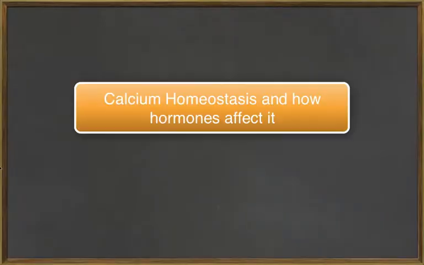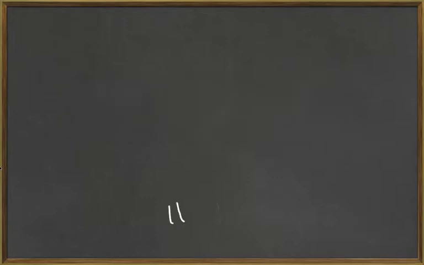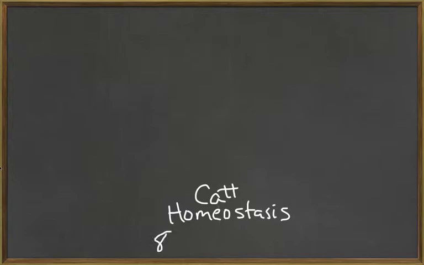This segment is on calcium homeostasis in the body and how the hormones can affect the level of calcium ion concentrations in the blood. So first we're going to look at what calcium homeostasis is. And calcium homeostasis would be if the ion concentration of calcium in the blood is between 8.5 and 11 milligrams per deciliter. So that's normal.